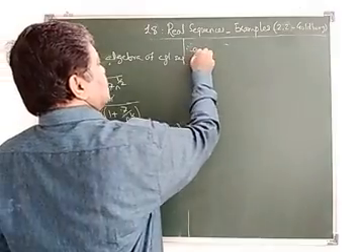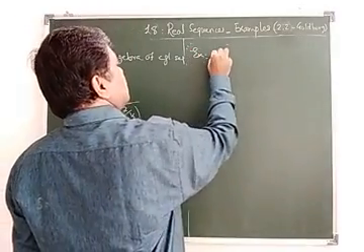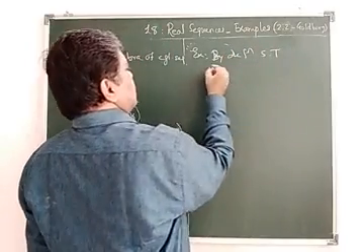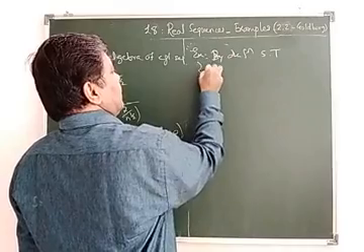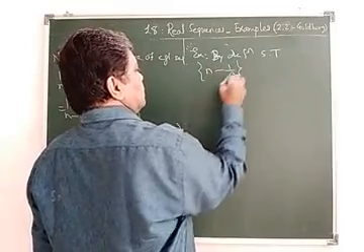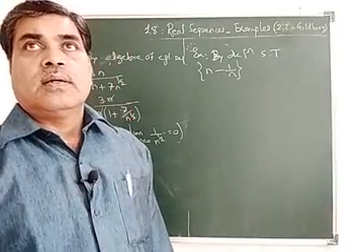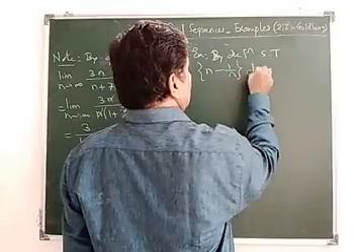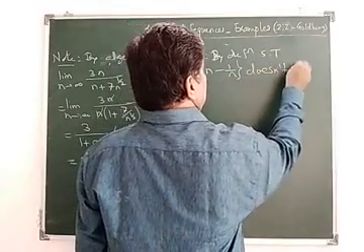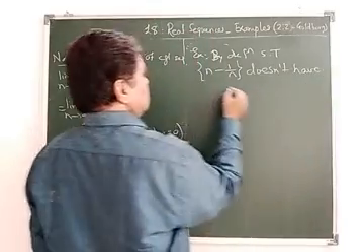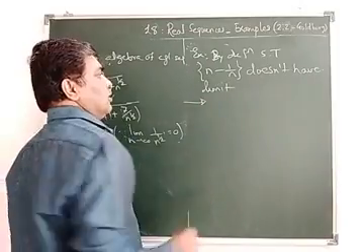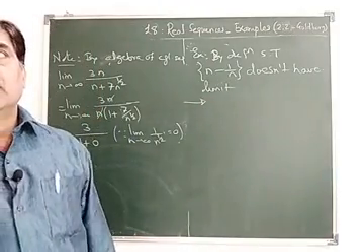Next example: show that by definition, the sequence n minus 1 by n doesn't have a limit. We'll solve this example. Okay.